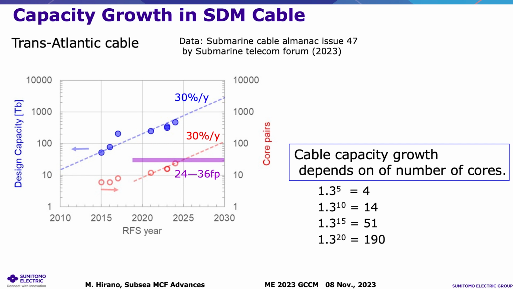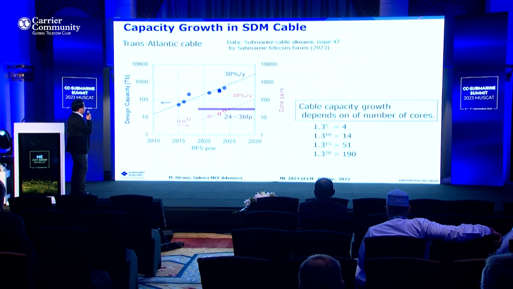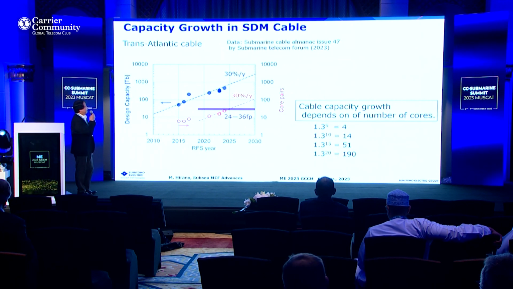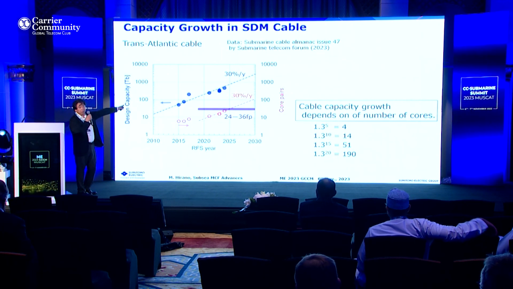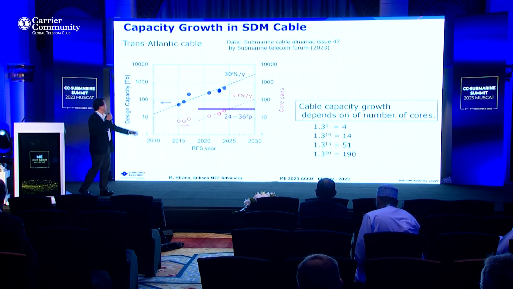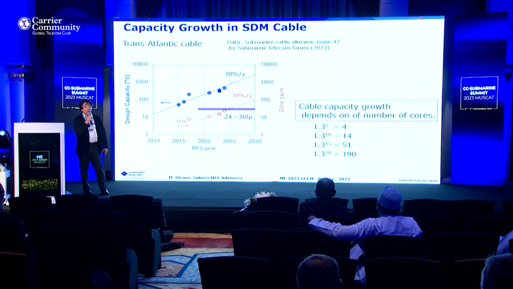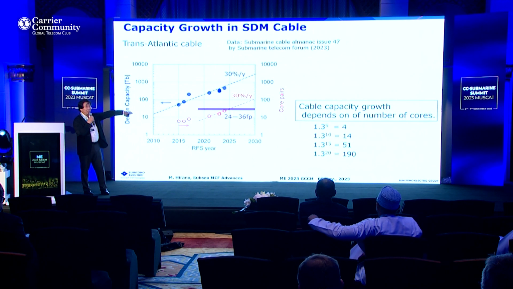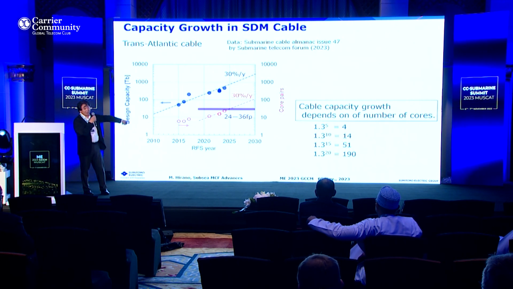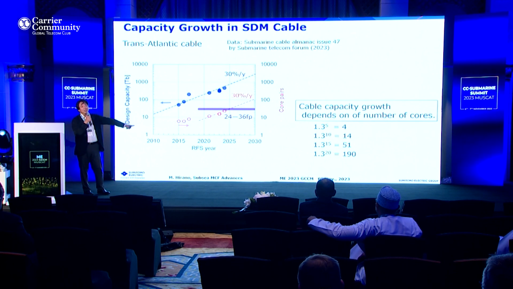Yes, transmission technology improved the cable capacity, but it approaches the Shannon limit. What happened? SDM. So after 2020, the capacity increase depends on the increase in the number of cores. So what will happen? 5 years later, the number of cores in a single cable will become 4 times higher. 10 years, 14, 15 years, 50, 20 years, 200.